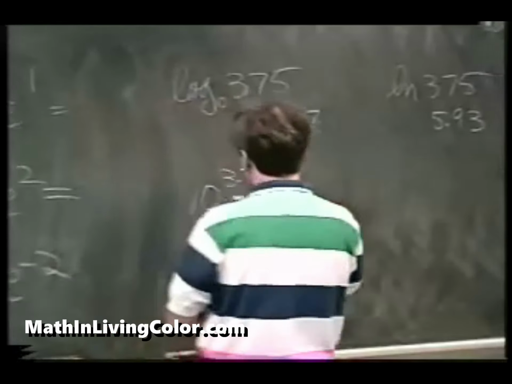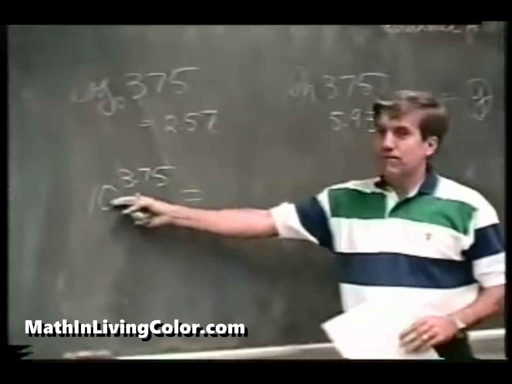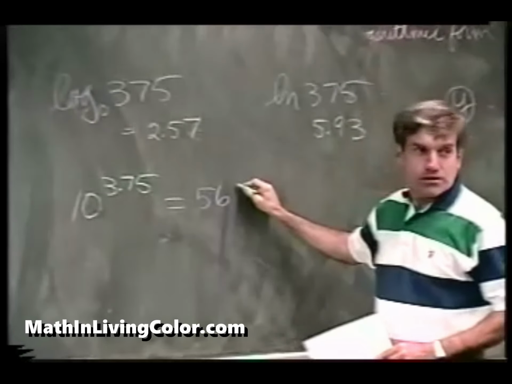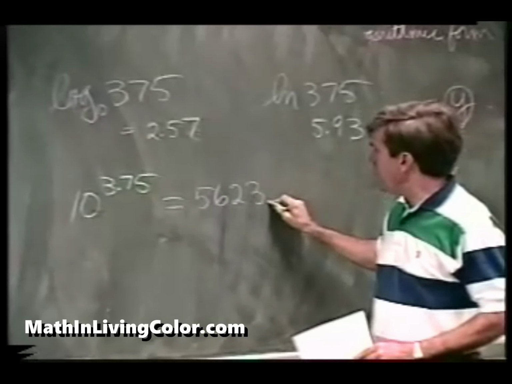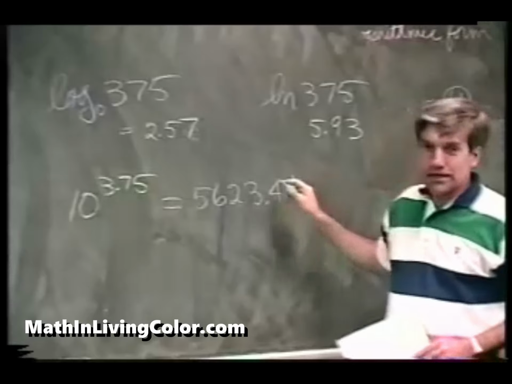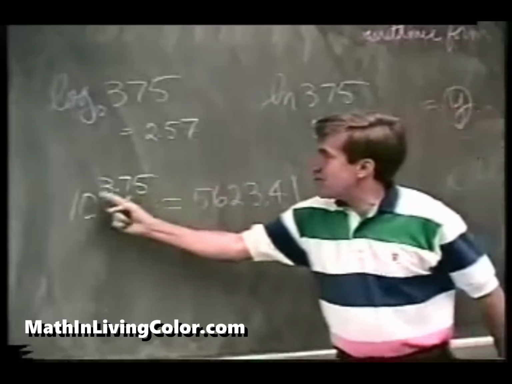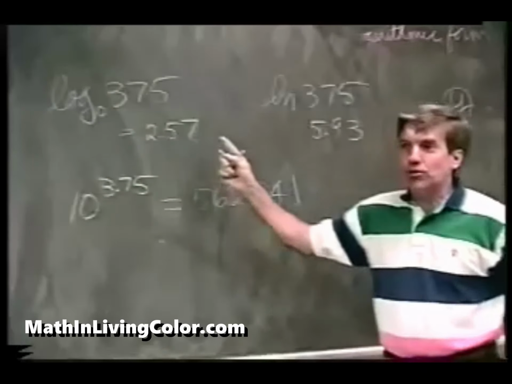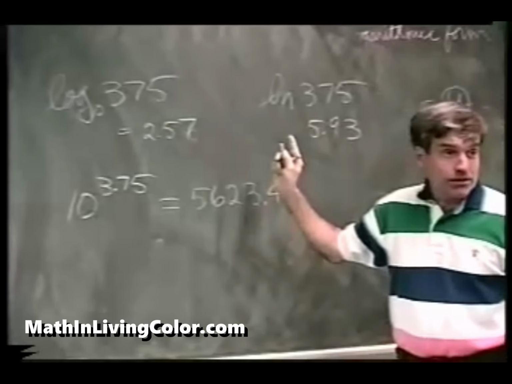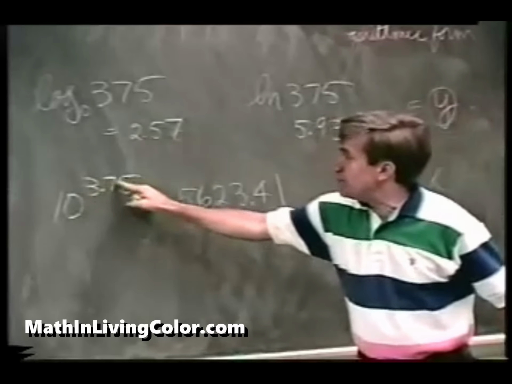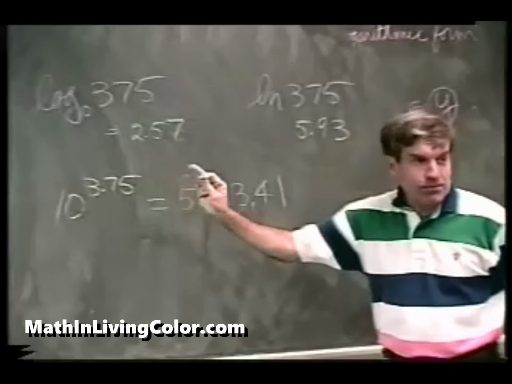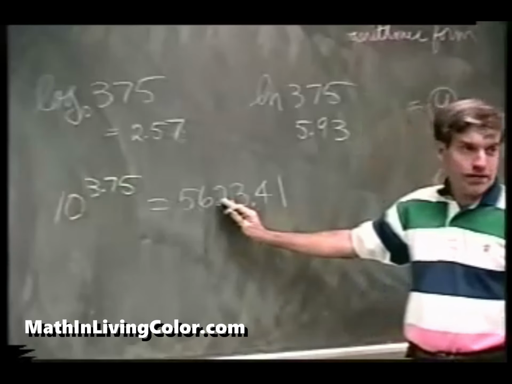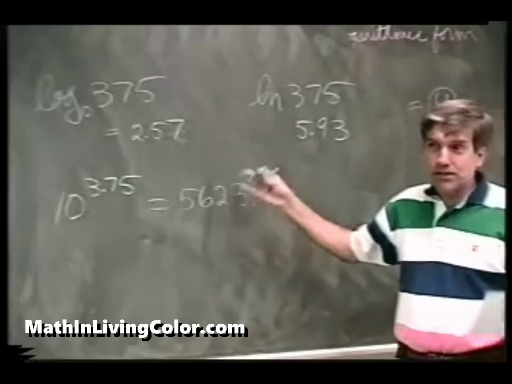I think it's going to be more than that. It's going to be 56.23. Oh, okay, you're giving me the numbers. 5623.41. Okay. Do you see that 10 to the third power would be 1,000, and 10 to the fourth power would be 10,000, right? So 10 to the 3.75 power would be somewhere between there, wouldn't it? That's how I knew it wasn't 562. I knew it had to be so many thousand.